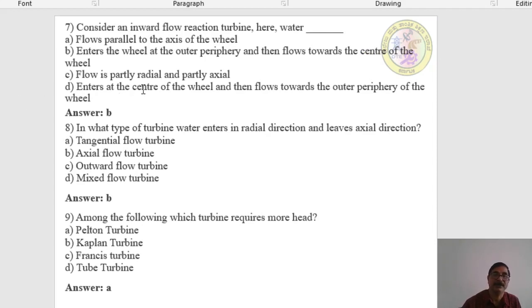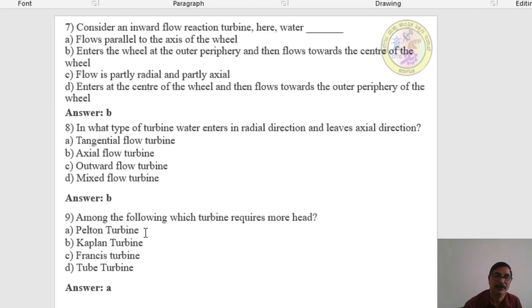Seventh question: consider an inward flow reaction turbine. Here, water dash flow parallel to the axis of the wheel, enters the wheel at the outer periphery, and then flows towards the center of the wheel. This is correct, so that's why it is a reaction turbine. Next, question number 8: in what type of turbine does water enter in the radial direction and leave in the axial direction? This is repeated. The answer is a different term: axial flow.